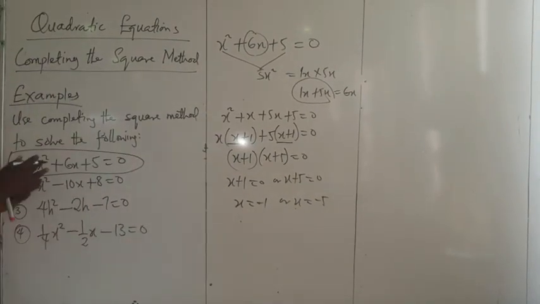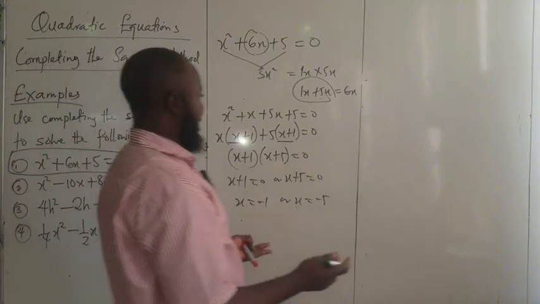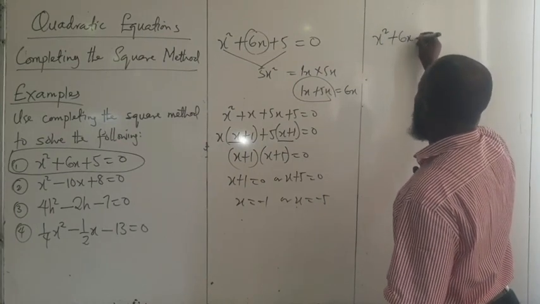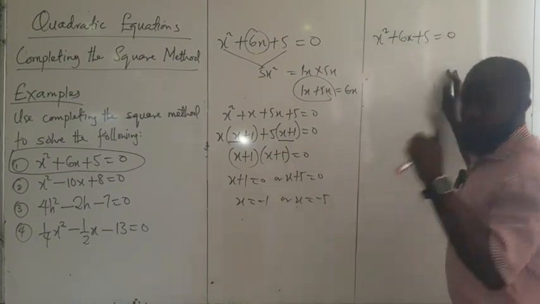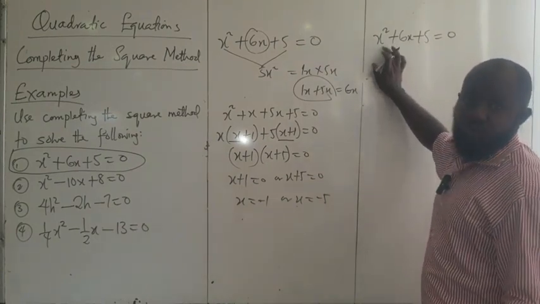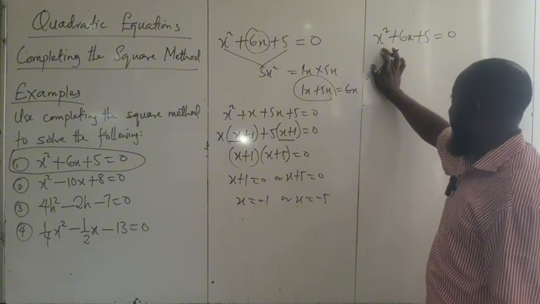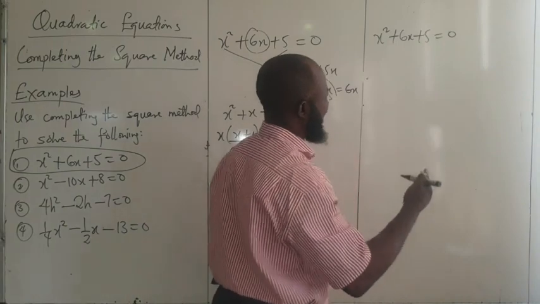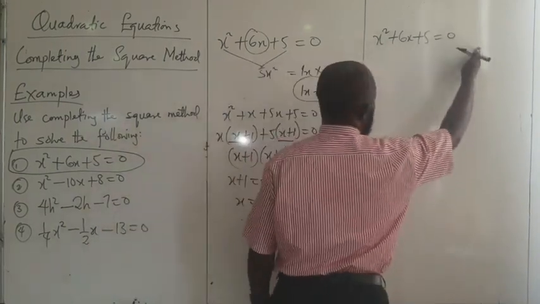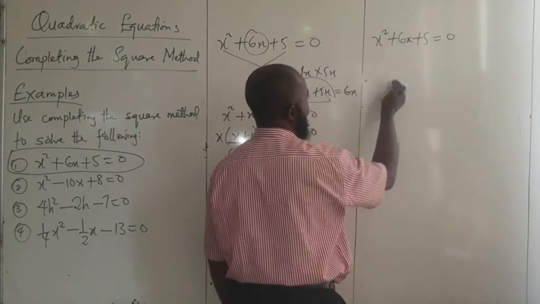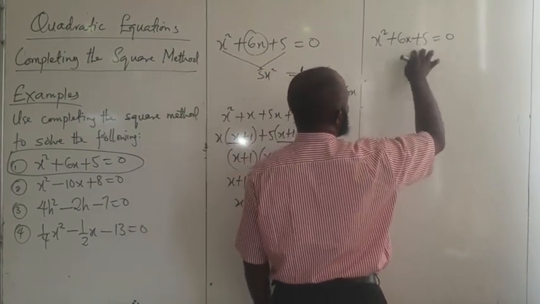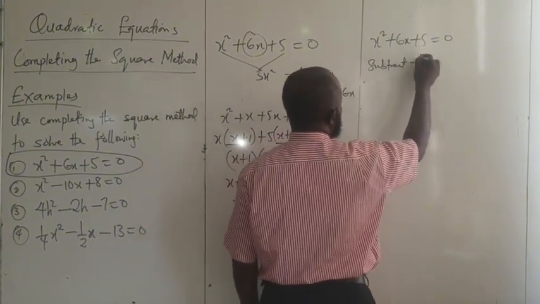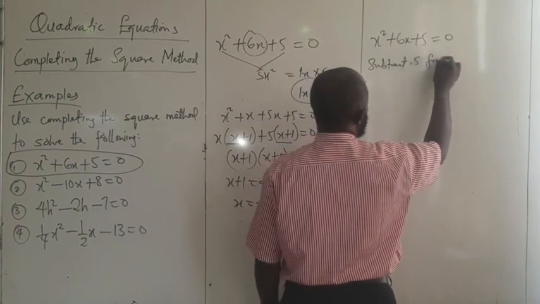Now we are not expected to use this. We are expected to use completing the square. How do we now apply the completing the square method? That's what I want to show you. So we have x squared plus 6x plus 5 equals 0. The first condition is that the coefficient of x squared, or whatever letter you are given that is squared, must be 1 before you can apply it. The next step is to move the constant to the right hand side. It is plus 5 here, so for you to move it, it will turn negative. So you are going to subtract 5 from both sides.